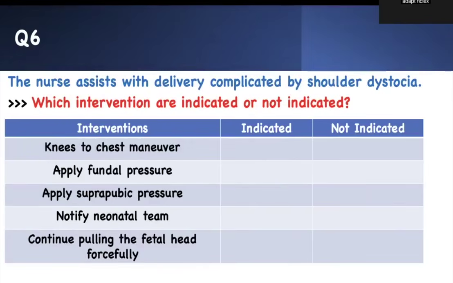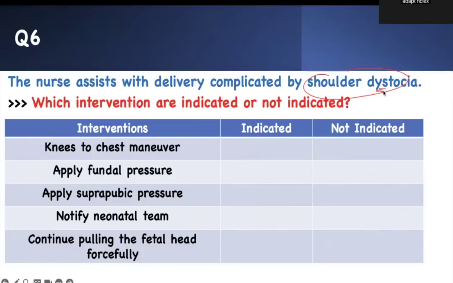Question 6, let's get to it. I know you warmed up. Now let's get to this. And next, assist with delivery complicated by what? Shoulder dystocia. Which interventions are indicated or not indicated? The concept is what? Underline it. Don't worry. You know the thing. Shoulder dystocia. You know the problem. Ask yourself, what is the problem?